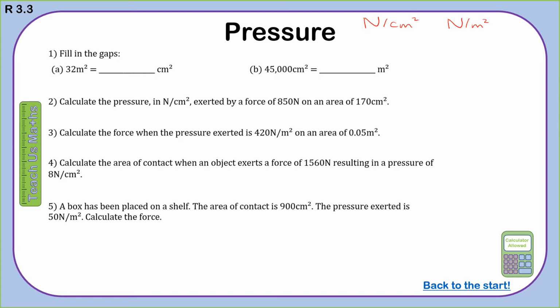If we know the units for pressure, then we can use this to help us remember the formula. Newtons is a unit for force. Centimetre squared or metre squared is a unit for area. And per means divide. So the formula for pressure is force divided by area.